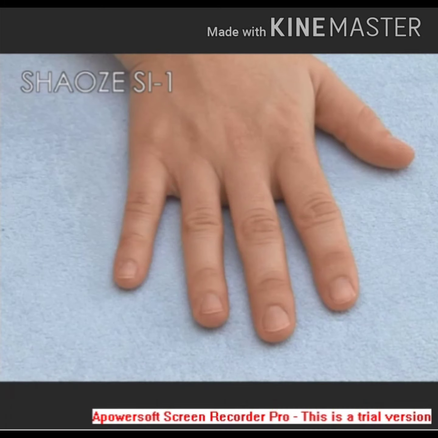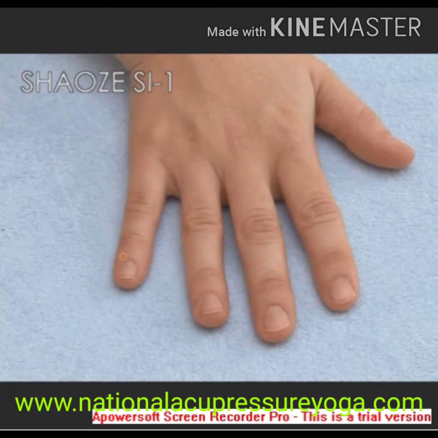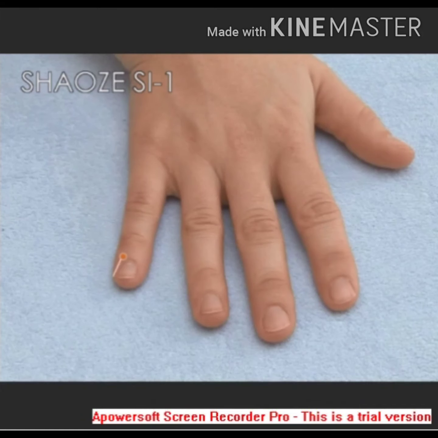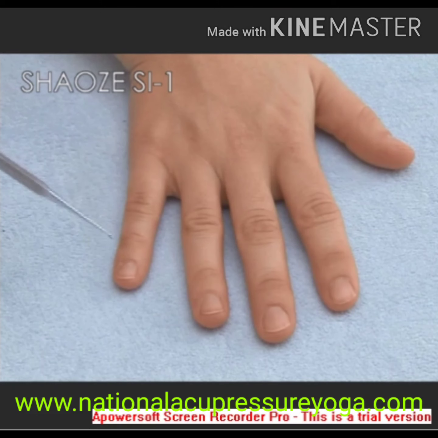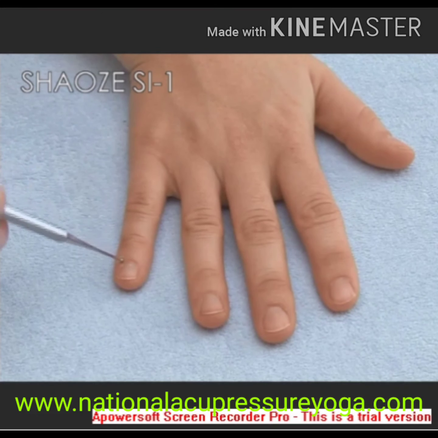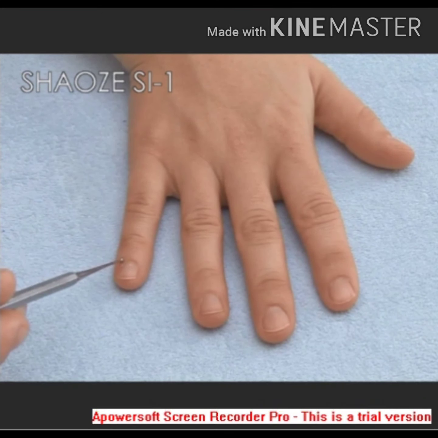Shaoze, Small Intestine 1, is located on the dorsal aspect of the little finger at the junction of the lines drawn along the ulnar border of the nail and the base of the nail, approximately 0.1 cun from the corner of the nail. Perpendicular or oblique insertion directed proximally 0.1 to 0.2 cun, or prick to bleed.